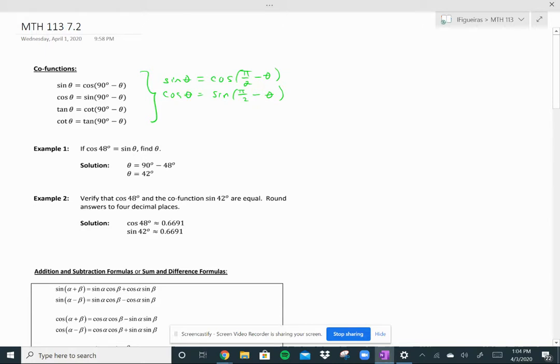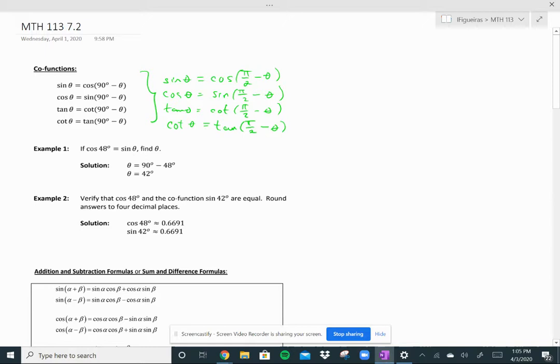The similar relationship exists with tangent and cotangent. So tangent of theta is equal to cotangent of 90 degrees minus theta, which is the same as tangent of theta equals cotangent of pi over 2 minus theta. And also cotangent of theta equals tangent of 90 degrees minus theta. So therefore it's also true in radians. Cotangent of theta is equal to tangent of pi over 2 minus theta.